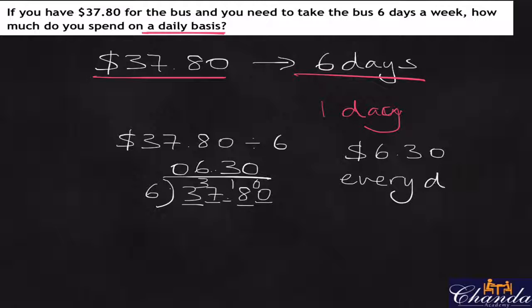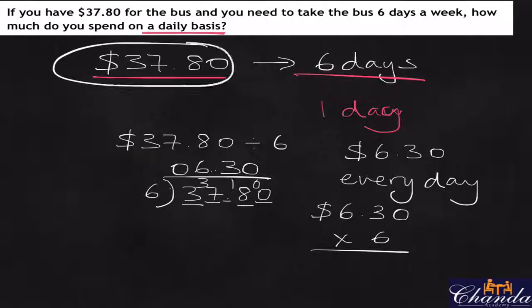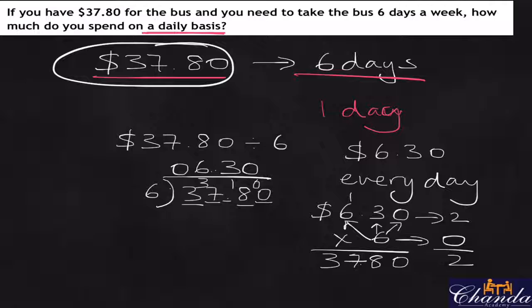Now I can actually double check this answer by doing the reverse. So if I was spending $6.30 every single day to take the bus, and I was taking the bus 6 times a week, so 6.30 times the 6 should again end me with the $37.80. So 6 times 0 is 0, 6 times 3 is 18, 6 times 6 is 36, plus 1 is 37. Then this is 2 decimal places, this is 0, so in total we have 2, which means the decimal point goes right there. And that gives me my original answer of $37.80.